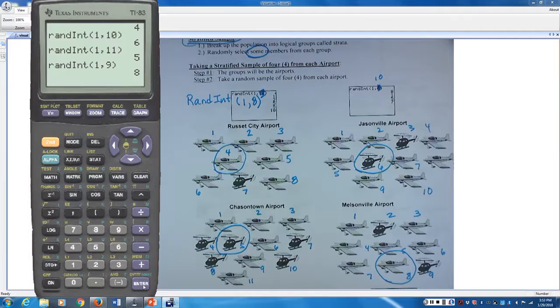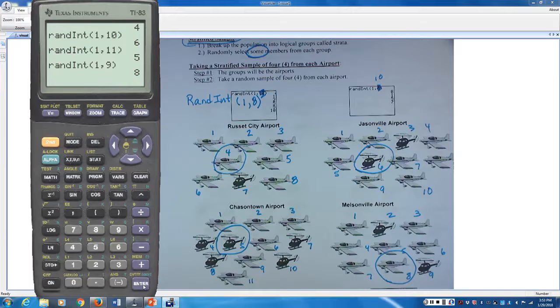This is not a random sample because it doesn't satisfy probability rules. Does every single aircraft here among those 4 airports have an equal chance of being chosen? Does a plane that comes out of Russet City or a helicopter have an equal chance of being chosen to be on our sample as one that comes out of Chasentown Airport? Why not?